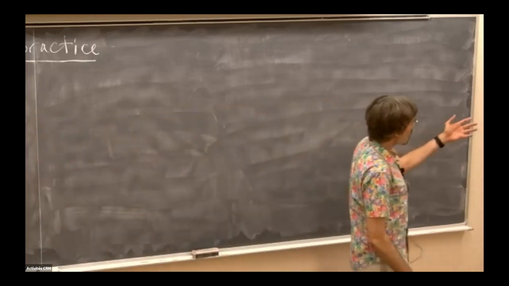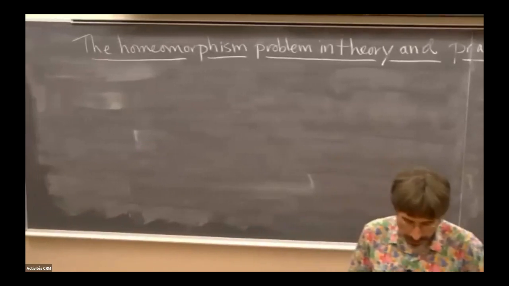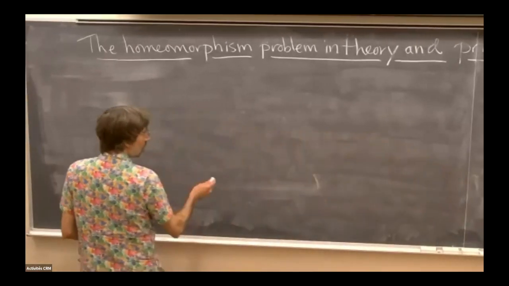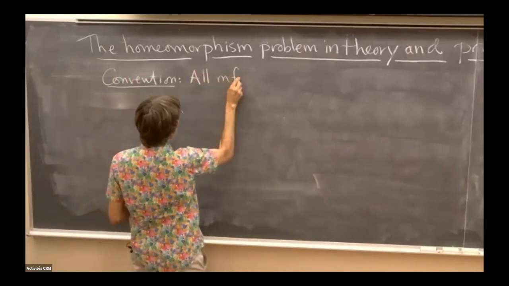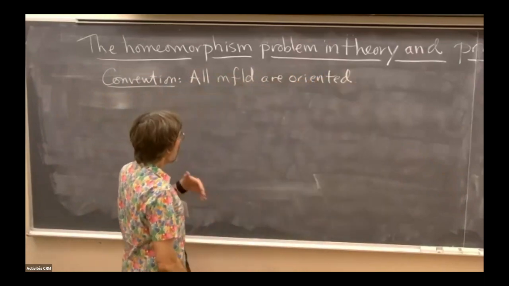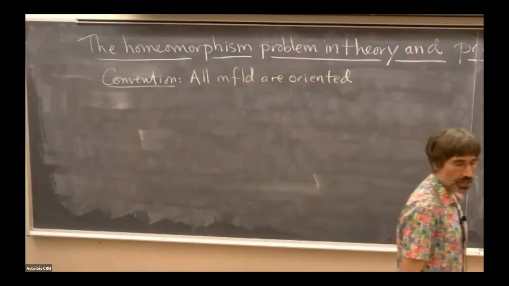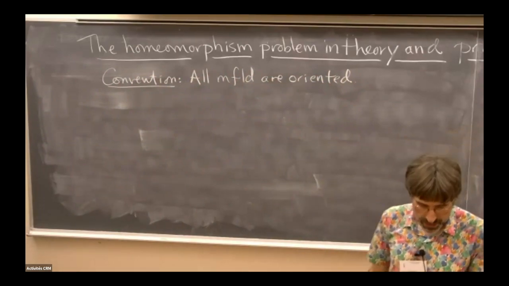What I'm going to talk about in the mini course is consequences of geometrization, particularly algorithmic and group theoretic consequences. So I'm going to start today with talking about the homeomorphism problem for three manifolds. First, the convention is that all manifolds are oriented. This is not a fundamental assumption. You always pass through a twofold cover to make it orientable, but it does ease the exposition a little.